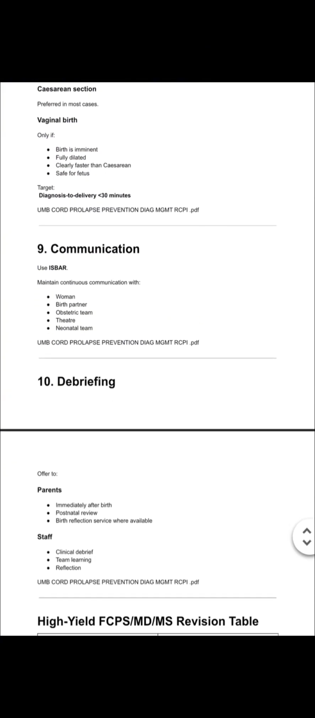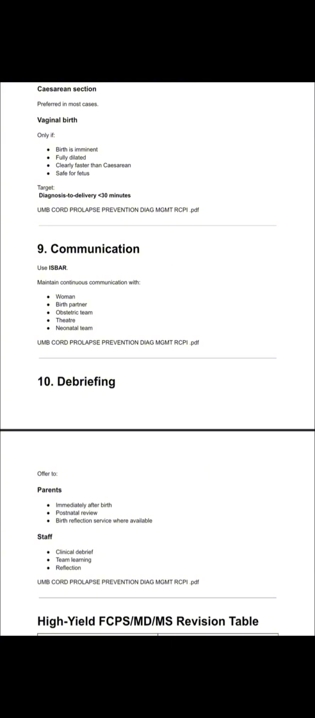Mode of birth: cesarean section is preferred in most cases, unless a vaginal birth is imminently possible, or the cervix is fully dilated, which is clearly faster than C-section, and it is considered safe for the fetus, like there should not be any signs of obstruction. The target is to minimize the diagnosis to decision interval to less than 30 minutes.